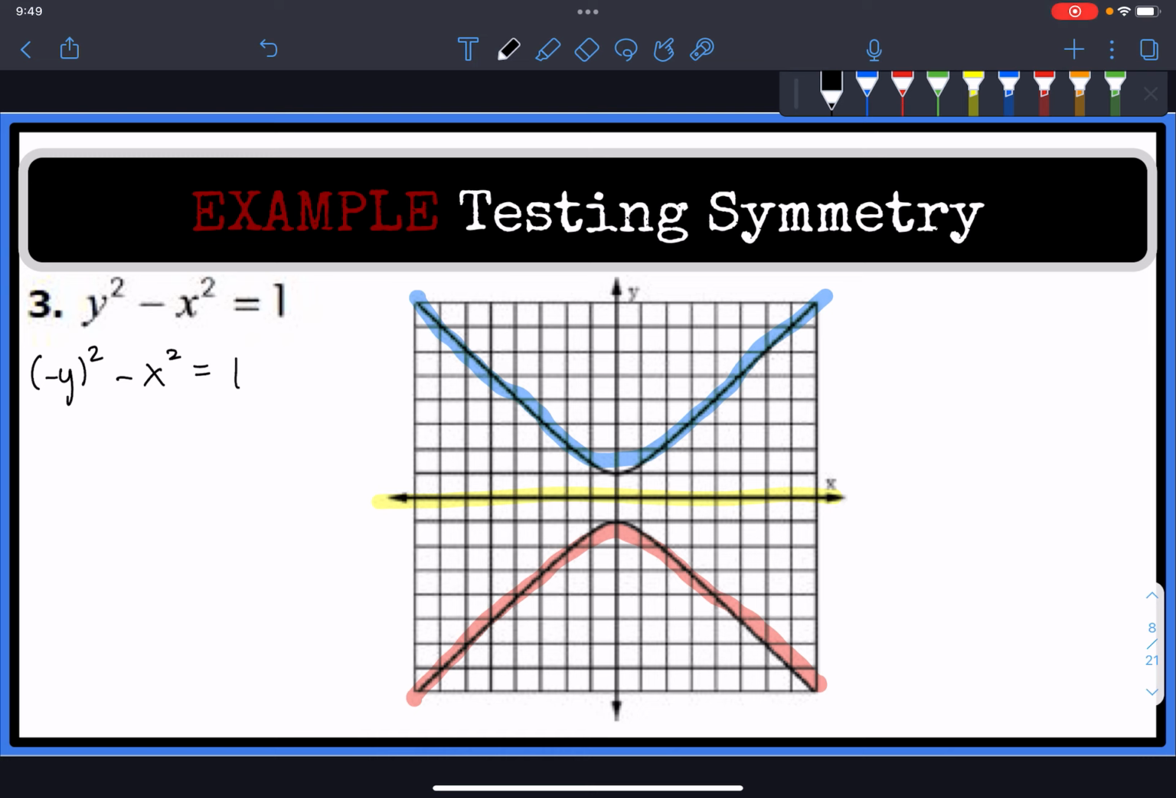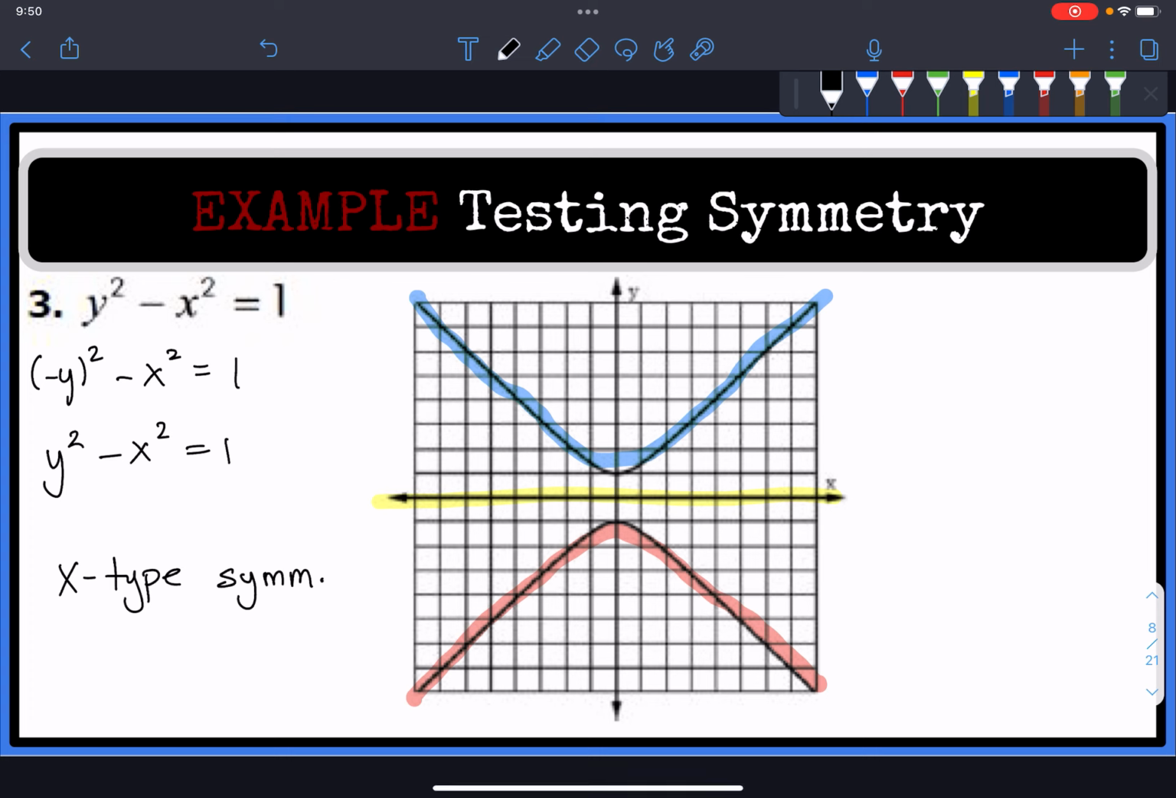And I am. Negative y to the second power has an even factor of negatives, so that it's going to give me positive y to the second power minus x to the second power is equal to 1. So you see it matches perfectly again to what I originally had. So this is symmetrical along the y-axis. I'm sorry, the x-axis. So this is an x-type symmetry. So this has an x-type symmetry.